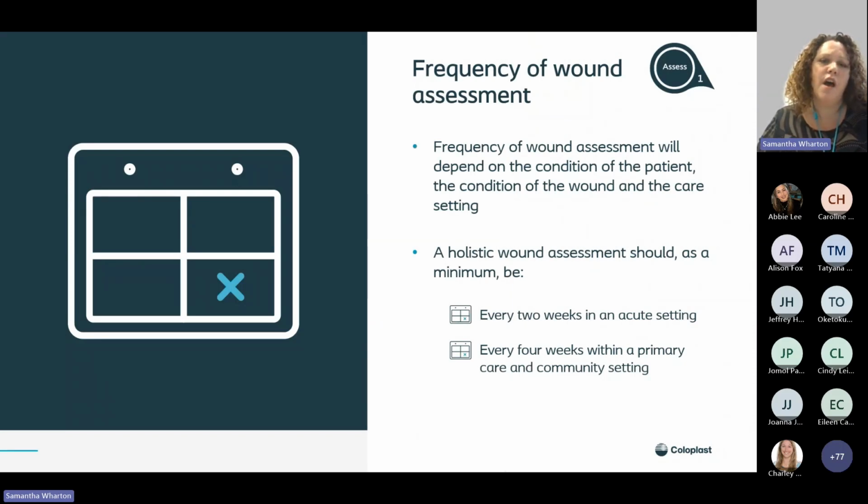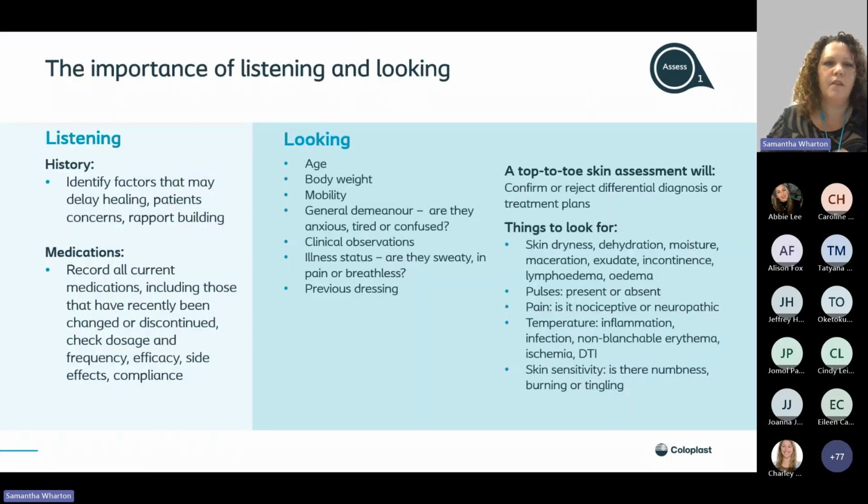So how often should a wound assessment be carried out? Well, anytime you're taking down a dressing, you'll be looking at that dressing, looking at the exudate, how much exudate is present, and you'll be doing a review of that wound. But an actual full holistic assessment where you are really looking in detail at everything around that patient should be done every 2 weeks in an acute setting and every 4 weeks within a primary care and community setting. And this is a minimum, because if there's been a change or something's happened within that patient or the wound, then you would be doing it more frequently.